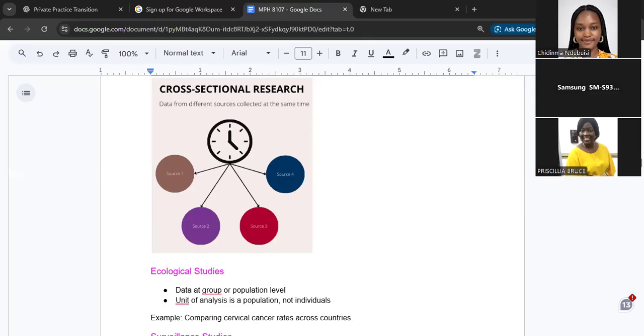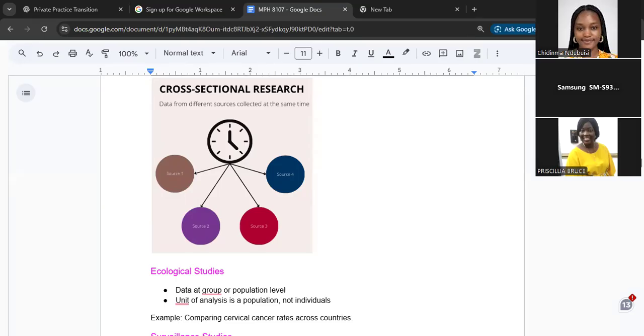It's done, the data, they are collected at the same time. And by the same time, I don't mean it has to be the same day. No. Sometimes data collection can take up to a month. It can even take more. But the point is that the person you counted before, you're not counting that person again.